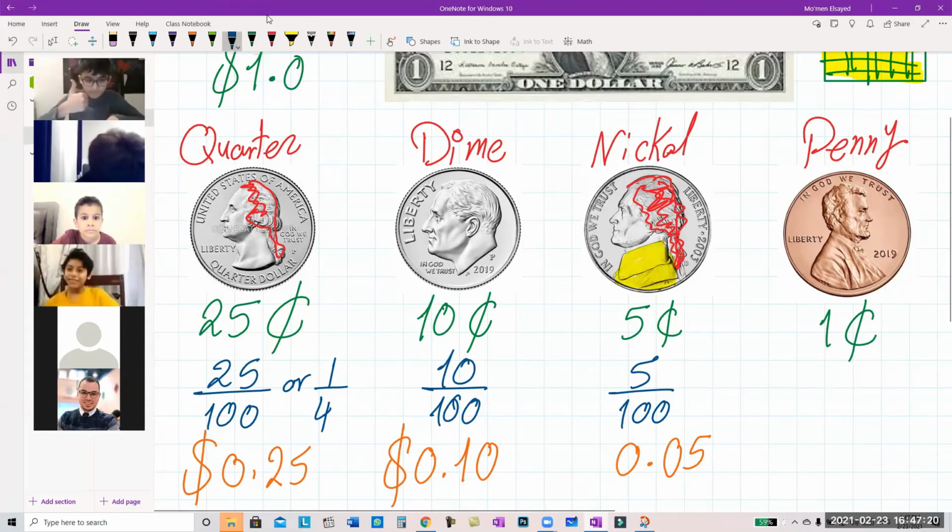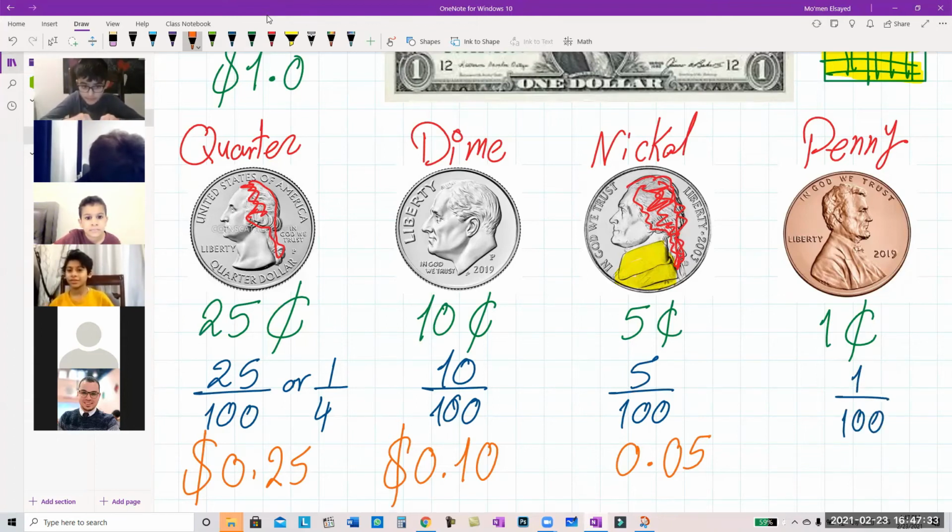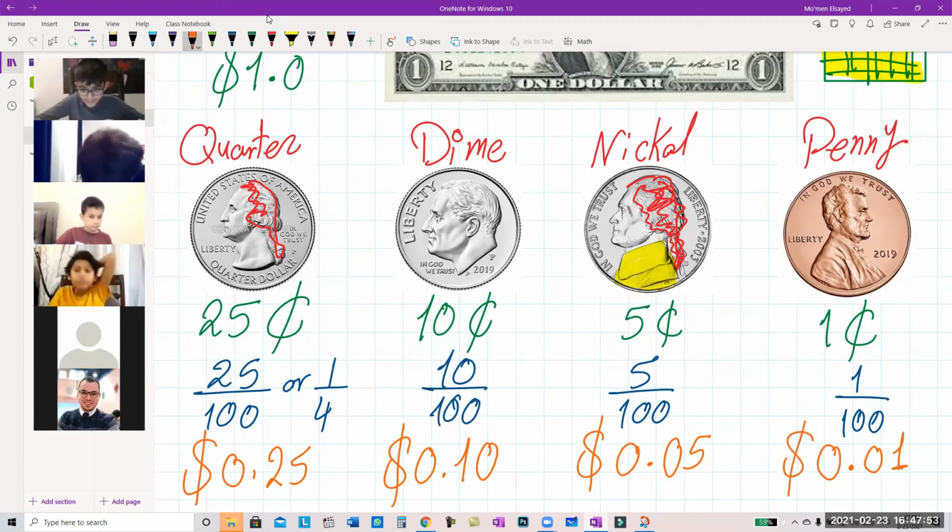So how can we write it as a fraction? It will be 1 over 100. So how can we write it in decimals? First we're going to put the decimal point. And then because we don't have a whole number, we're just going to put 0. And then because we have 2 zeros, we put 0 first, then 1. So it will be 0.01.